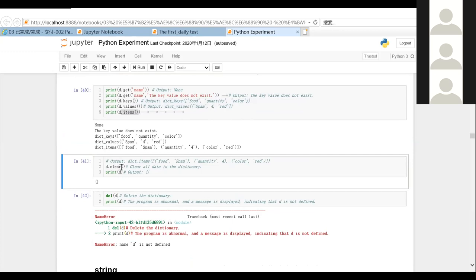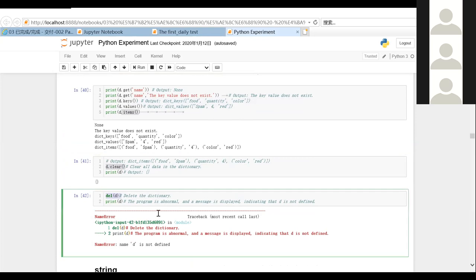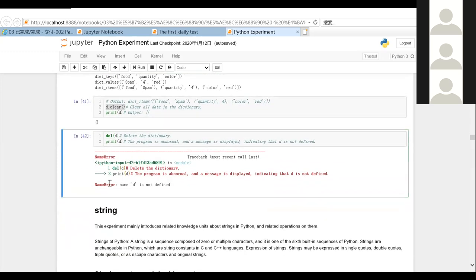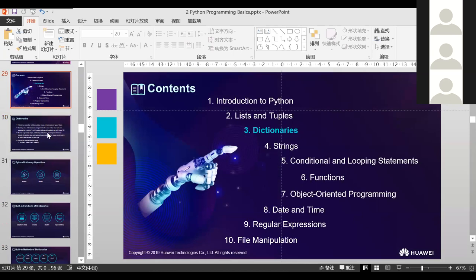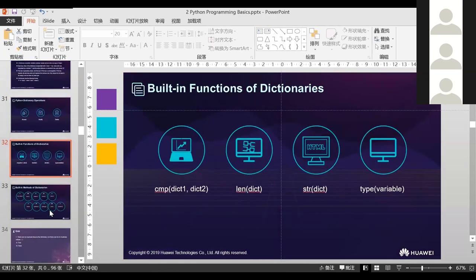To clear a dictionary, we can use data.clear. After this operation, the dictionary will be an empty dictionary. And if we use del, the built-in function, we will completely delete this dictionary. So if we use print, there will be a name error. There's no such dictionary. So those are some basic operations of dictionaries. We went through some basic, commonly used operations on dictionaries one by one.